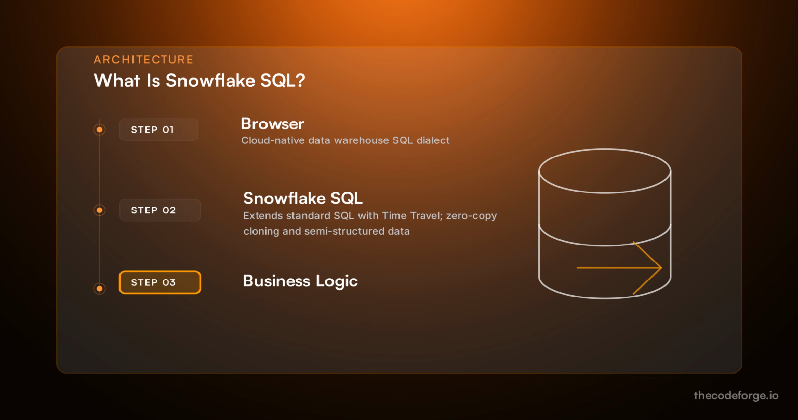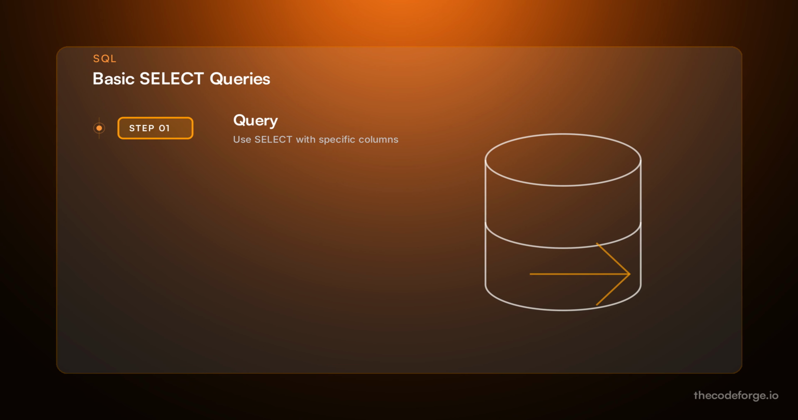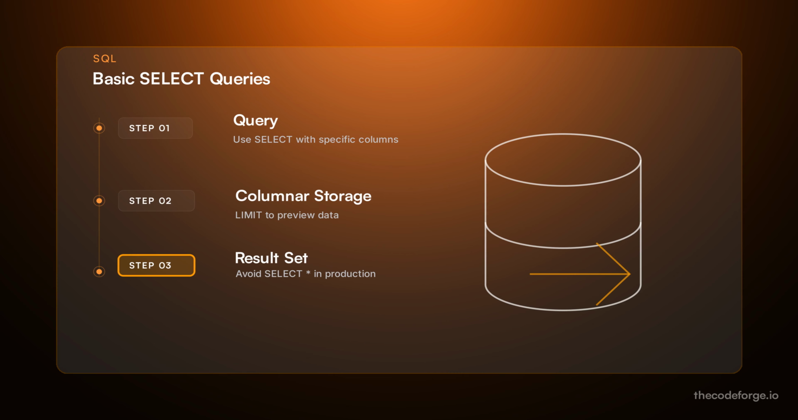Think of it as a super-powered library where data is stored in a magical way that makes finding any book incredibly fast. In step 1, you write your query. Snowflake's select statement follows standard SQL but includes powerful extensions. Always specify columns to reduce I/O and use limit to preview your result set. Avoid select * in production. It reads all columns even if you don't need them, though in step 2, columnar storage makes it efficient when you truly do.